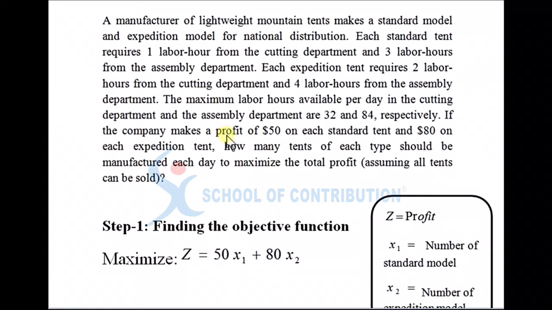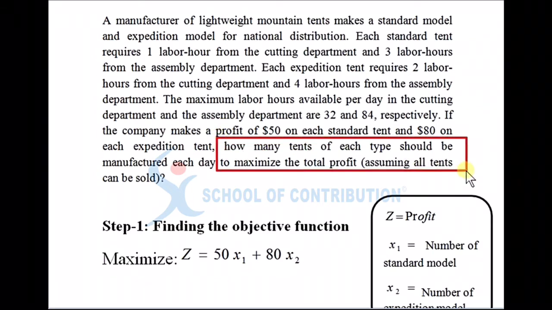So far it discusses profit and it says how many tents of each type should be manufactured to maximize total profit. So our objective function should be profit and that profit should be maximized. So we maximize profit. For the sake of explanation we take z equal profit and we maximize z, in this case our objective variable.